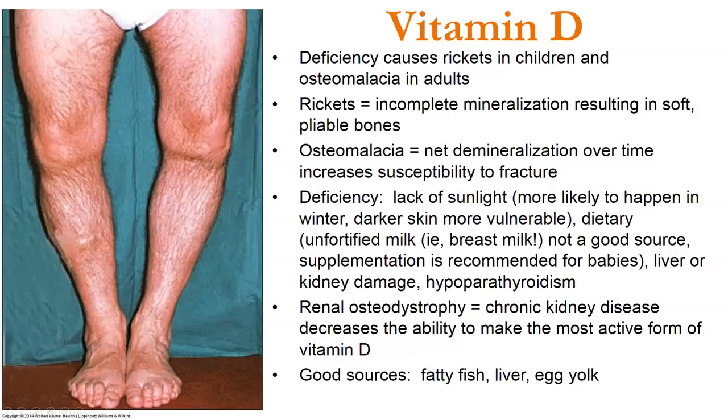So where do you actually see a deficiency? And that's supposed to be a picture right there of what can happen. This is in osteomalacia, so you're still getting soft bones, and you get the bowing of the bones in this case. Where do you see a deficiency? Well, you can see a deficiency if you don't have exposure to sunlight, so it's more likely to happen in winter. Also, if you're relying on sunlight to produce vitamin D, people with darker skin have less efficient conversion.